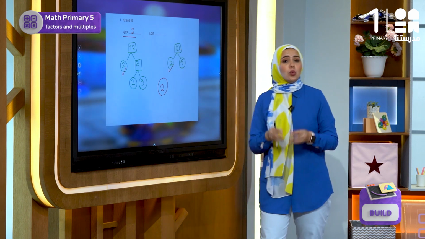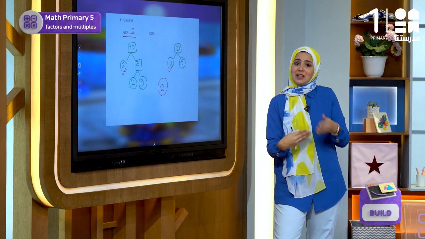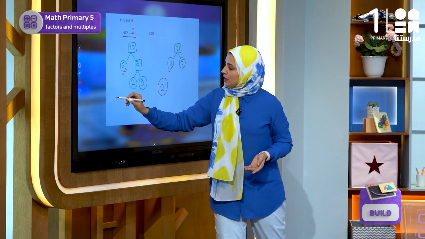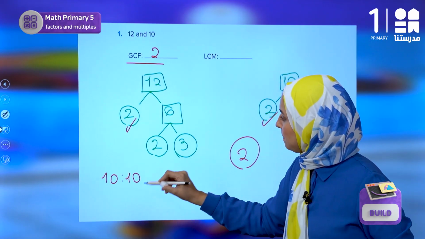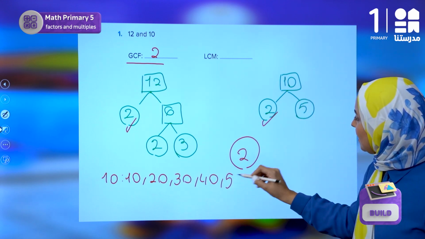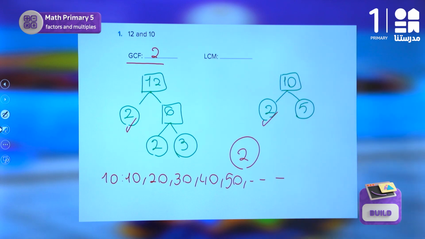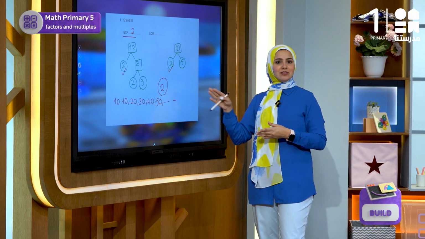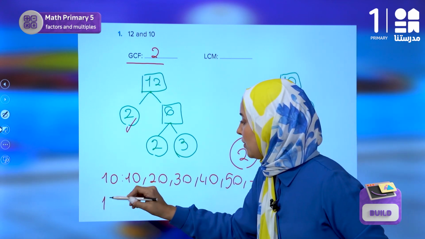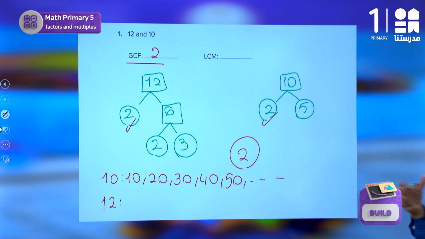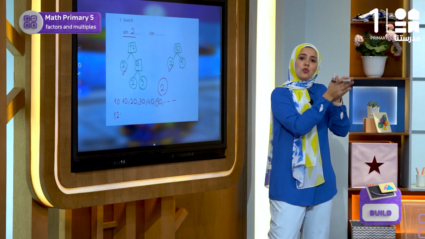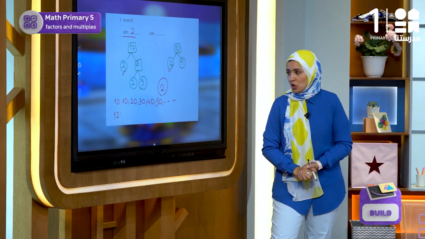We're going to find, as always, the multiples of each number. Now, the multiples of 10 are, let's write them over here: 10, 20, 30, 40, 50, and so on. Now, we can continue 60, 70, 80, and so on. Now, what about the multiples of 12? Let's skip count. I can skip count, or I can multiply the number 12 by 1, by 2, by 3, and so on.